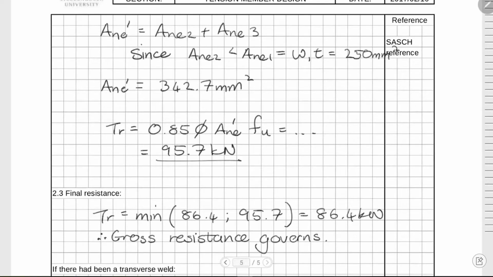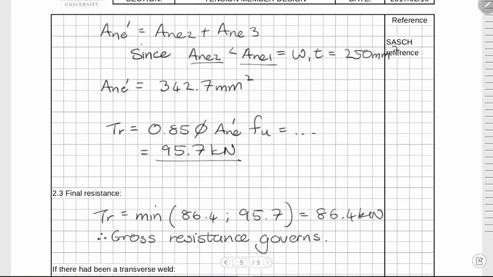So there is our effective net area adjusted for shear lag, which is ANE2 and ANE3. And since ANE2 is less than ANE1, I just do the check to show you there. But the fact is that we get shear lag. ANE2 will always be less than ANE1 if you look at the form of the calculations, but I've just shown that there.